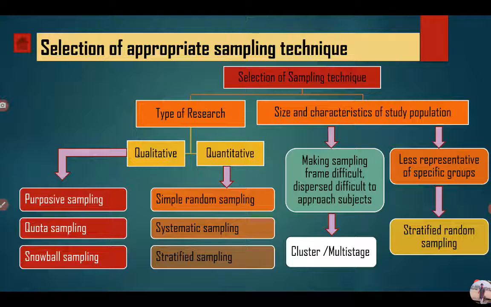A researcher can choose one or more sampling techniques as per the need of the study. So it is not a hard and fast rule to use this procedure, but this is the minimum requirement for selection of the appropriate sampling technique.